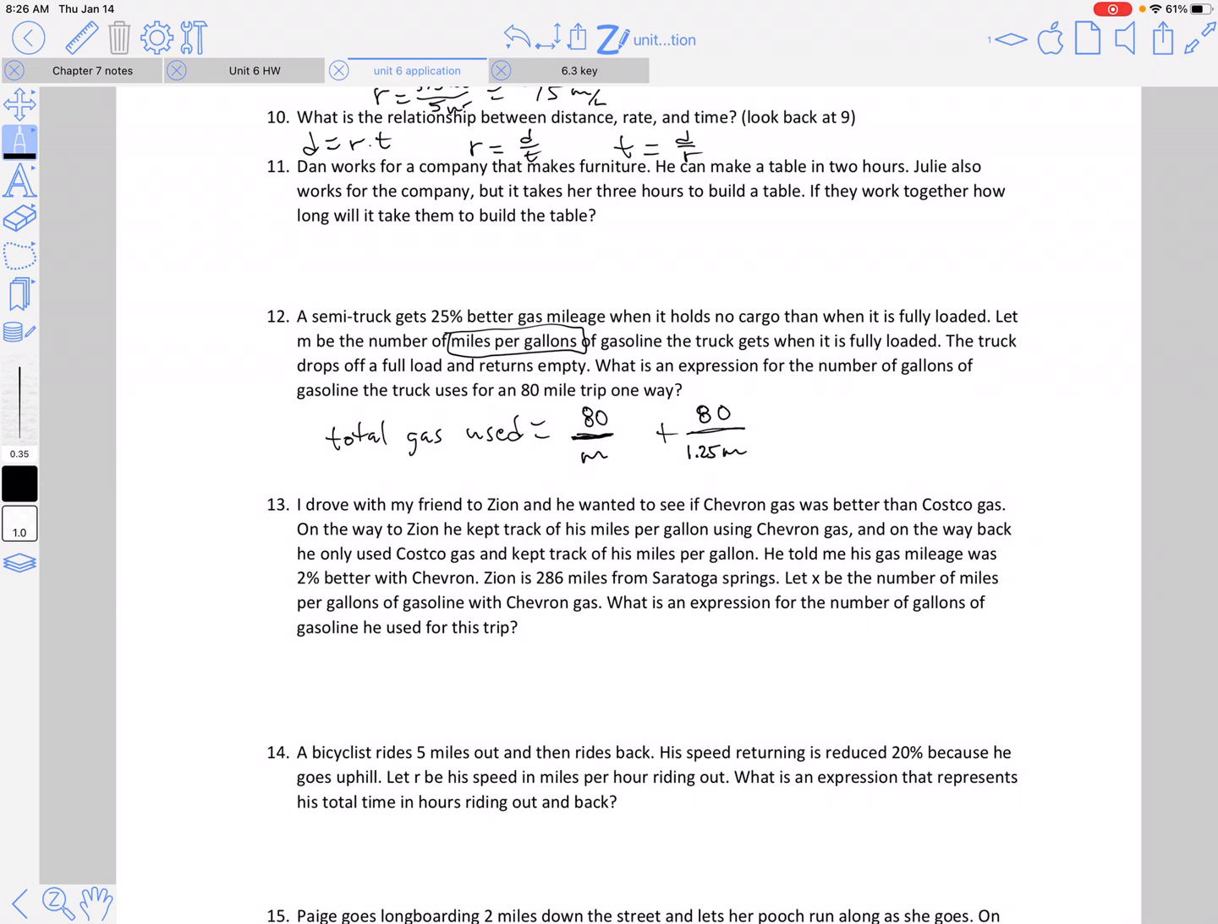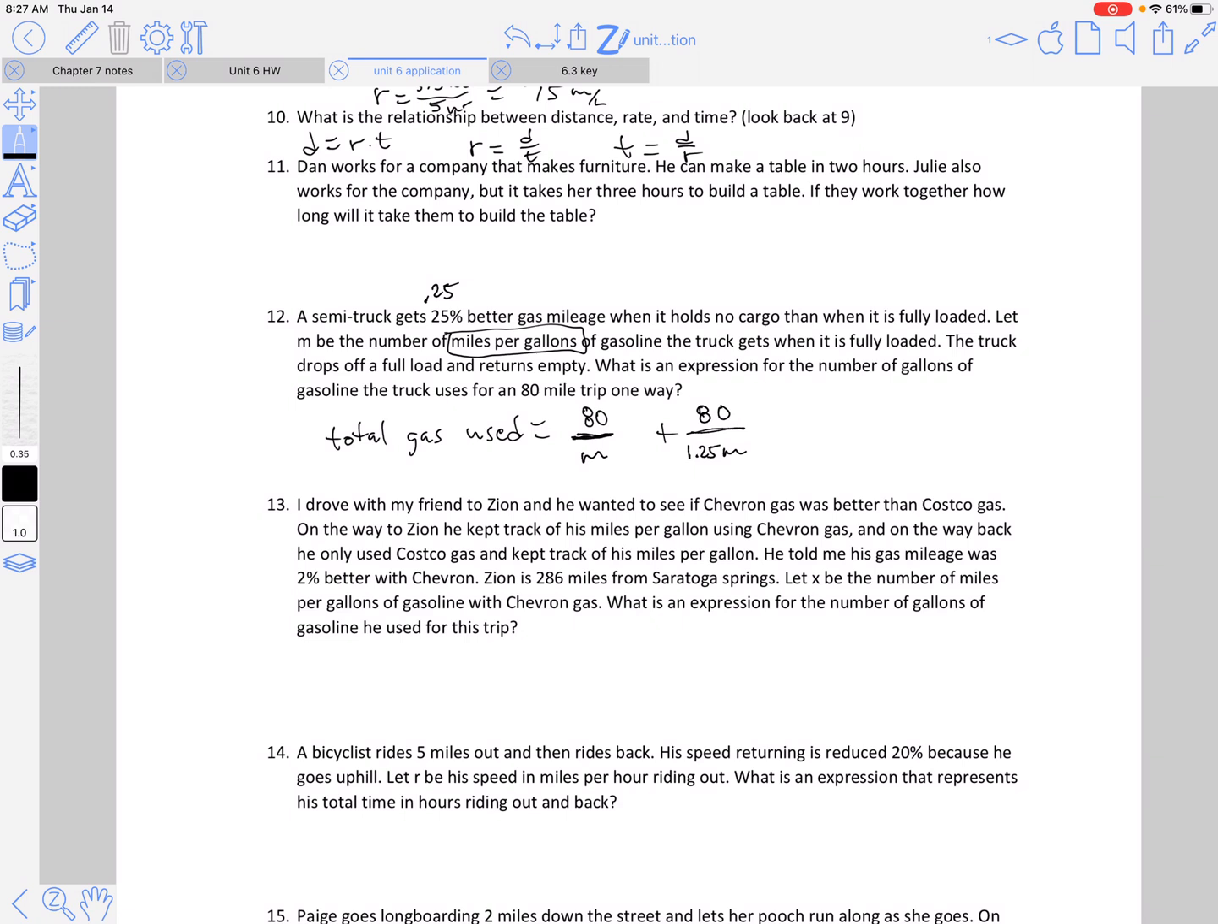Now I want you to think, 25%, if we change that to a decimal, 0.25. So he's going to get 100% of what he got when it was fully loaded, that rate, and 25% more. So that's why I have that 1.25. If you're not familiar with percentages, again, just email me, we can talk about it. Okay, so just reread 12 again, make sure this makes sense.